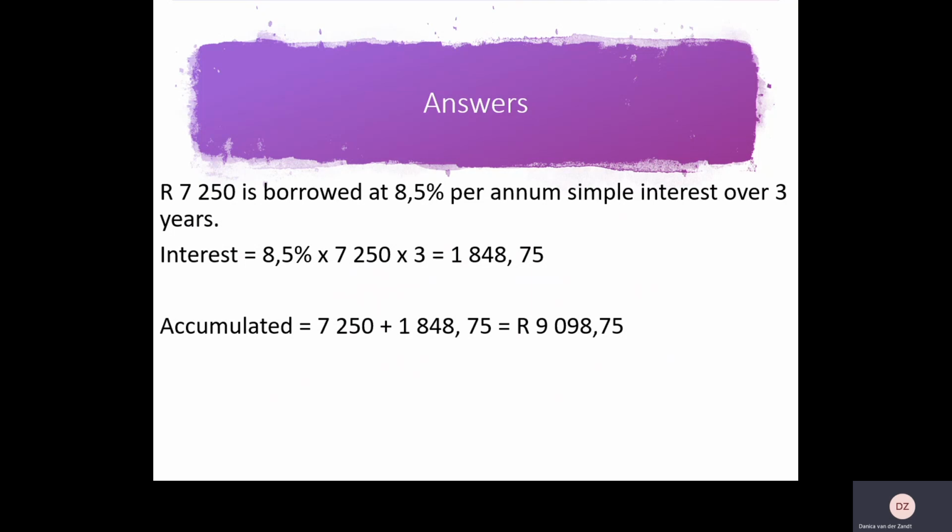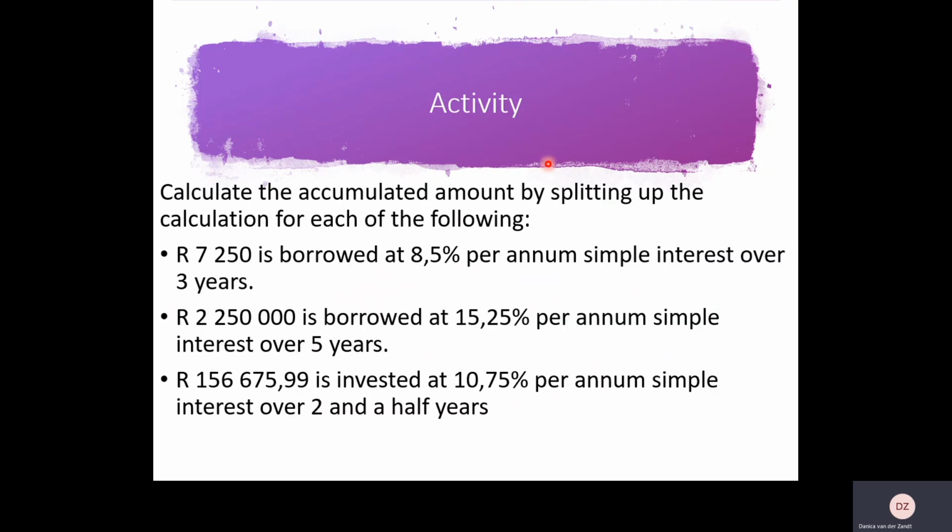Okay, yeah, the other 2 for you to try. 2,250,000 is borrowed at 15.25% per annum simple interest over 5 years. So it's basically following the same method as the previous question. And then 156,675 Rand and 99 cents is invested at 10.75% per annum simple interest over 2.5 years.